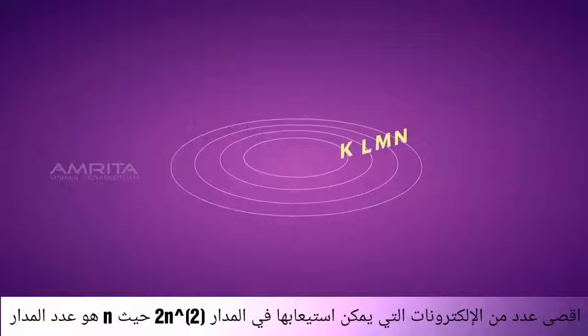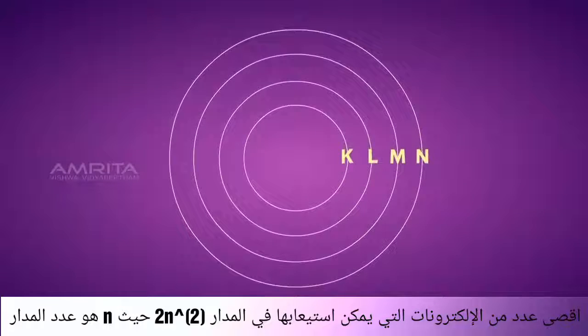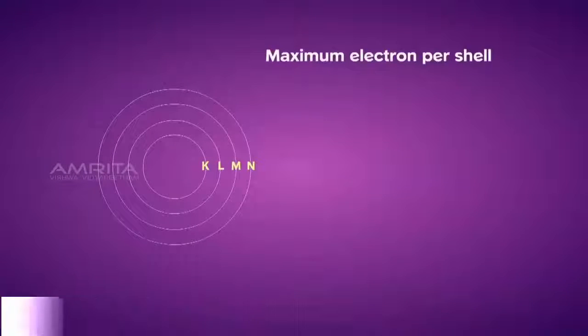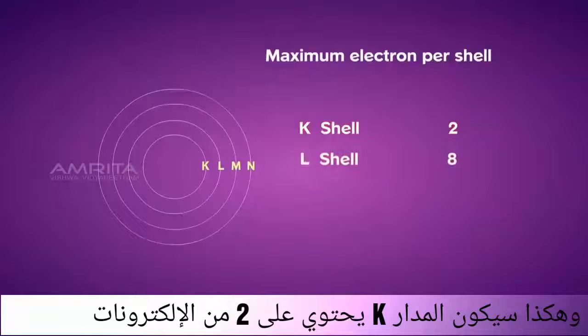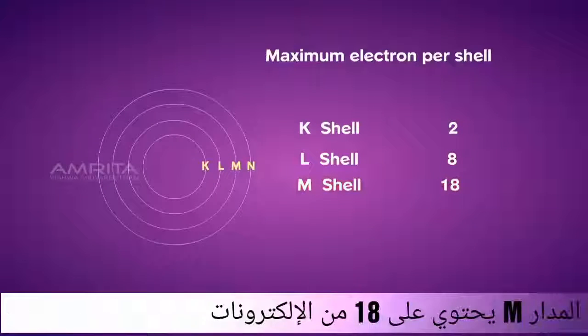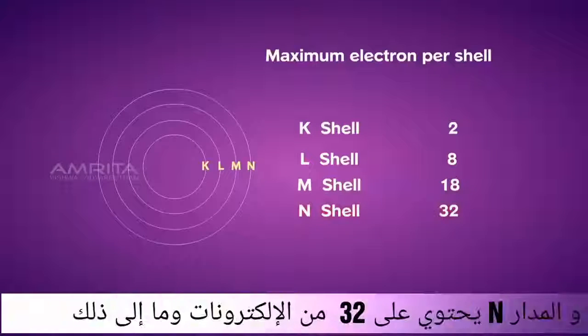The maximum number of electrons that can be accommodated in a particular orbit is 2n², where n is the number of the orbit. Thus, K shell would have 2 electrons, L shell would have 8 electrons, M shell would have 18 electrons, and N shell would have 32 electrons, and so on.